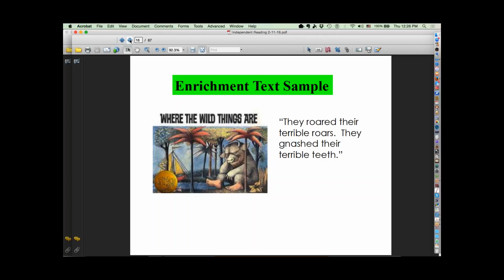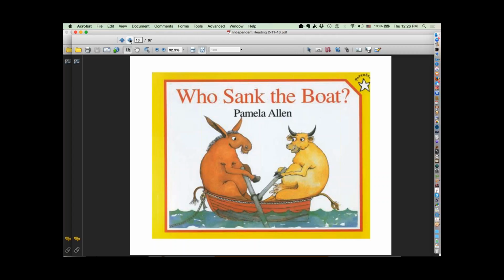That's great. I'm going to read you a book called Who Sank the Boat? And for very beginning readers, this might be an enrichment book. Who Sank the Boat by Pamela Allen.